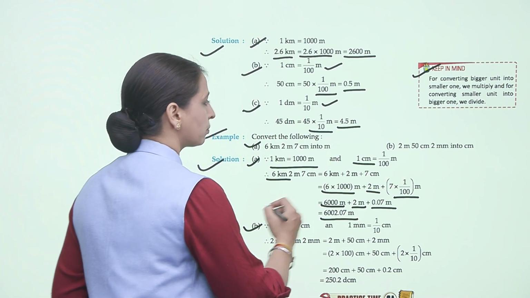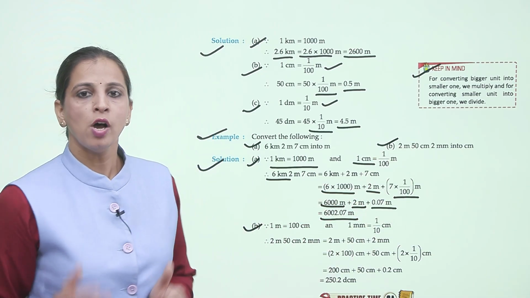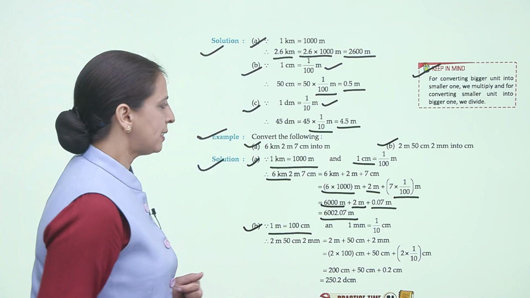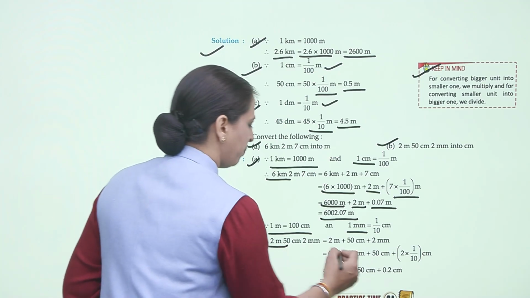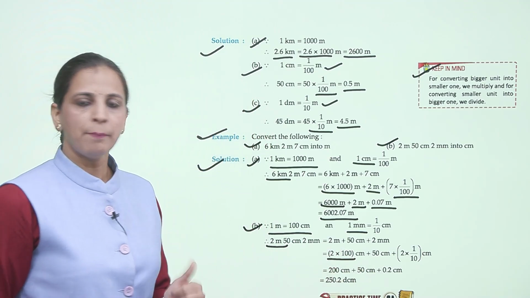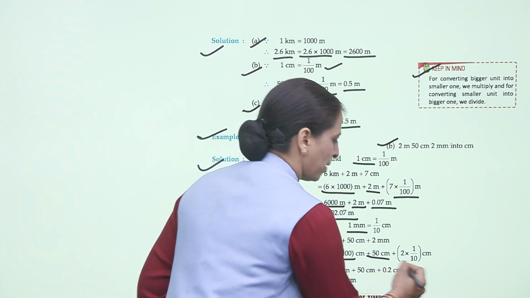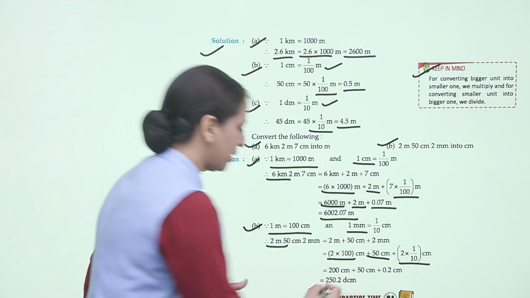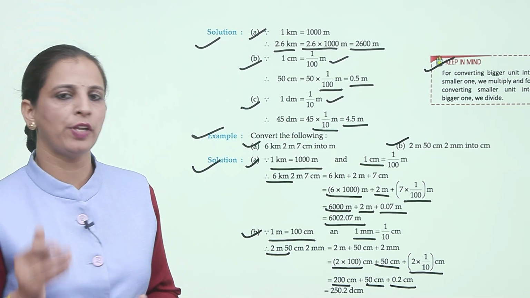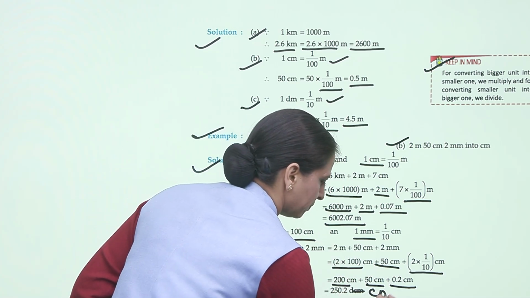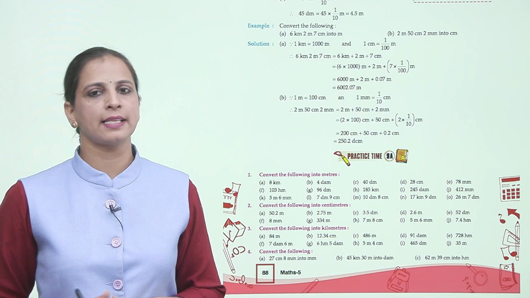Now B part, that is 2 meter, 50 centimeter and 2 millimeter into centimeter. So we know that 1 meter is equals to 100 centimeter and 1 millimeter is equals to 1 upon 10 centimeter. So 2 meter becomes 2 multiplied by 100 centimeter plus 50 centimeter already in centimeter and 2 millimeter is equals to 2 multiplied by 1/10 centimeter. It becomes 200 centimeter plus 50 centimeter plus 0.2 centimeter is equals to 250.2 centimeter. So children, using the same method, you will try the exercise yourself.